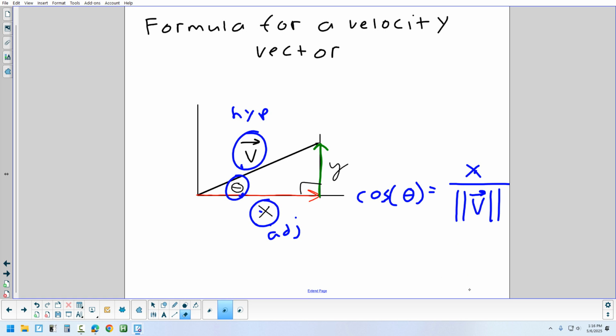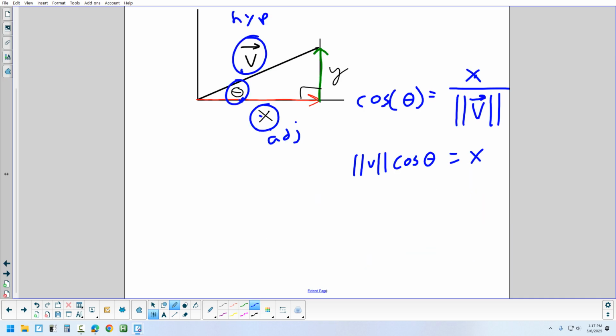All right. Now, how would we get X by itself there? Multiply by the magnitude of the vector. Just multiply to move that to the other side. So the formula for the horizontal, for that red arrow, is the magnitude times the cosine. So when we write a velocity vector, that is the horizontal.